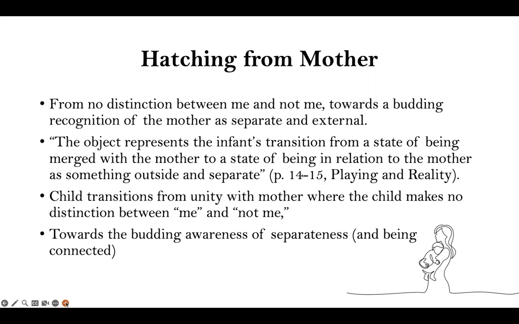The object represents the infant's transition from a state of being merged with the mother to a state of being in relation to the mother as something outside and separate. The child transitions from unity with mother, where the child makes no distinction between me and not me, to this fundamental distinction of the mother as separate. So with this acknowledgement of separateness also comes this understanding of being connected in a new way, a new understanding of that connectedness.